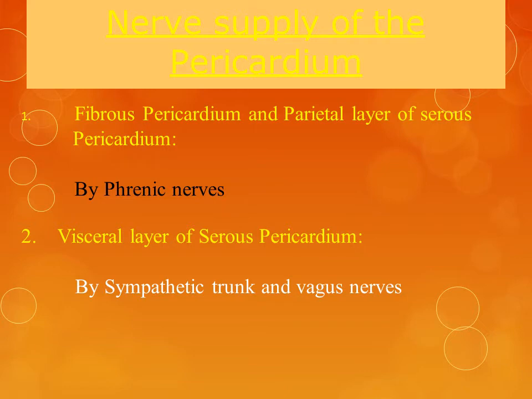So what is the nerve supply of pericardium? The fibrous pericardium and parietal layer of serous pericardium is innervated by phrenic nerves, and the visceral layer of the serous pericardium by sympathetic trunk and the vagus nerves.